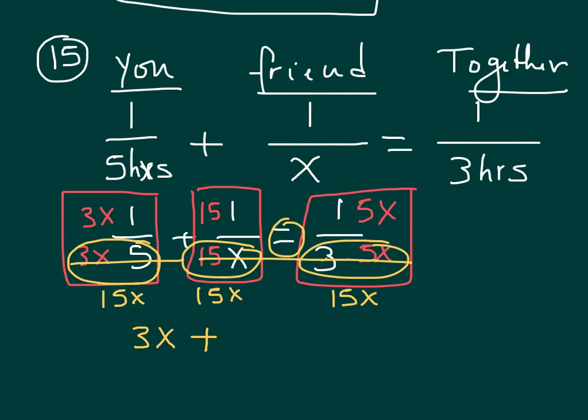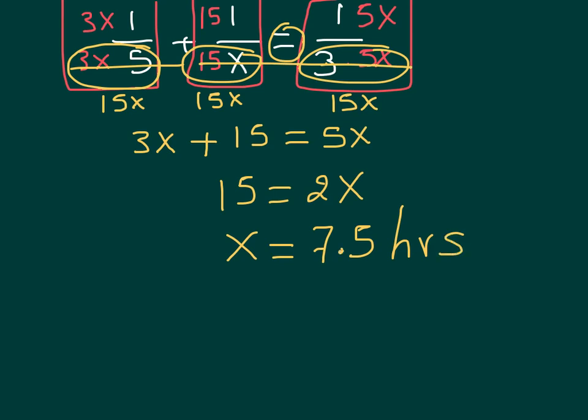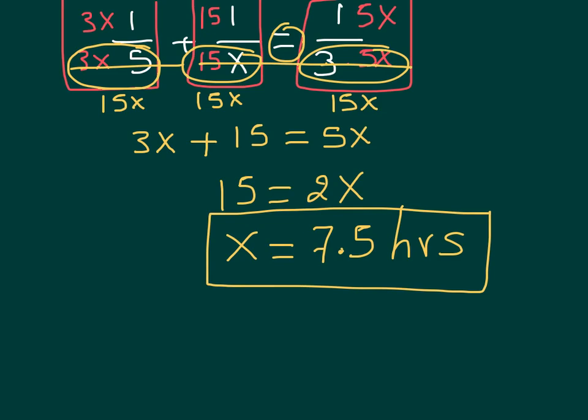3x plus 15 is equal to 5x. Subtract 3x from both sides, and that will be 15 equal to 2x. Divide by 2, and x is equal to 7.5. So your friend, if they work by himself or herself, is going to take 7.5 hours by themselves. The end.